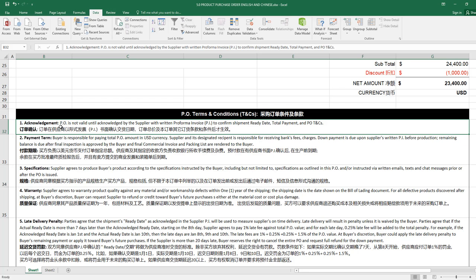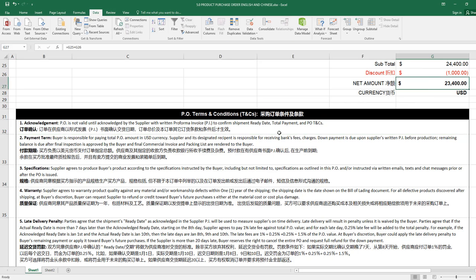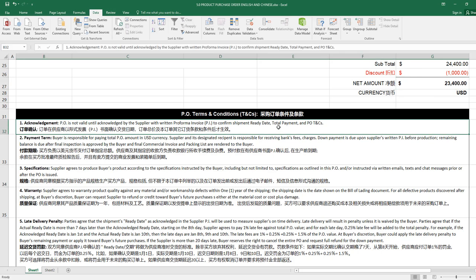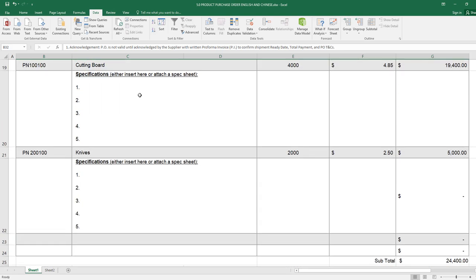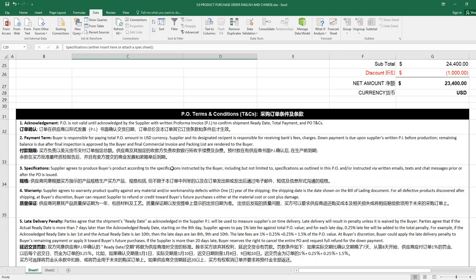The first one is the acknowledgement. Purchase order is not valid until acknowledged by the supplier. What do I mean by that? The purchase order is like an offer, like you're making an offer to your supplier. I'll pay you this amount of money and I expect you to deliver by this date and give me a certain product.